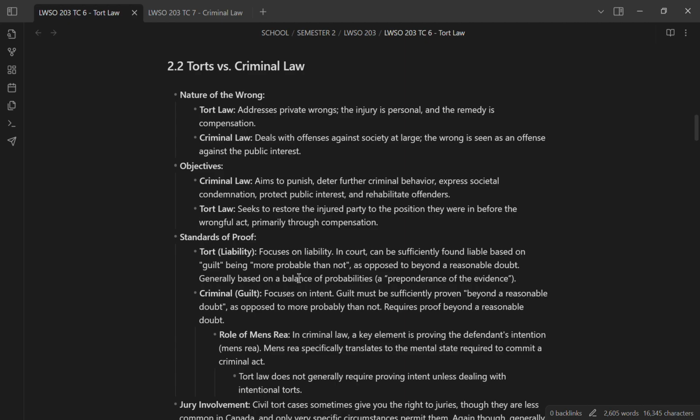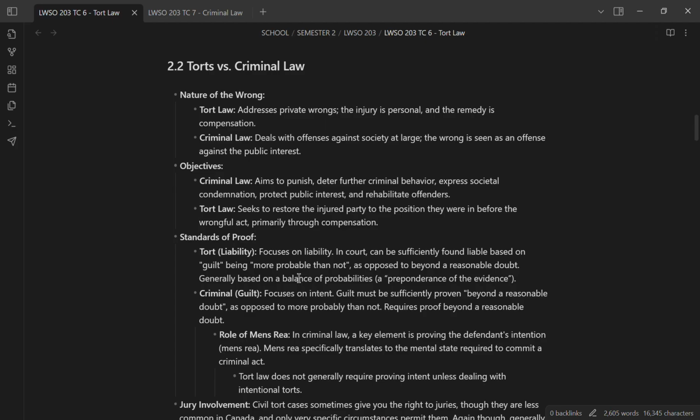Tort law is very different. It's not about punishing and it's not about deterrence. It's about restoring the injured party to the position that they were in before the wrongful act, usually through compensation. And that doesn't necessarily mean that it's more tame. It just means that they fulfill different roles, completely opposite sides of the track.